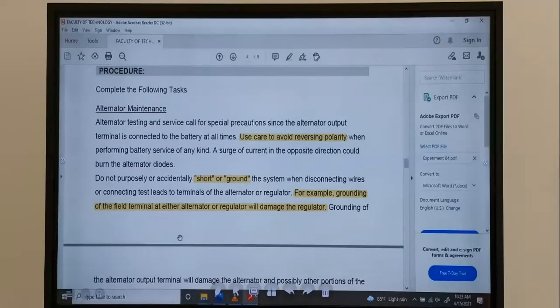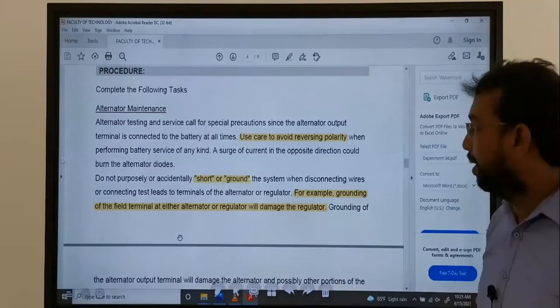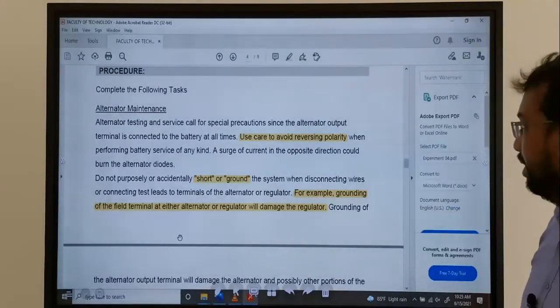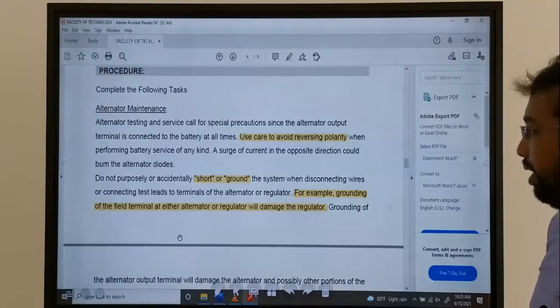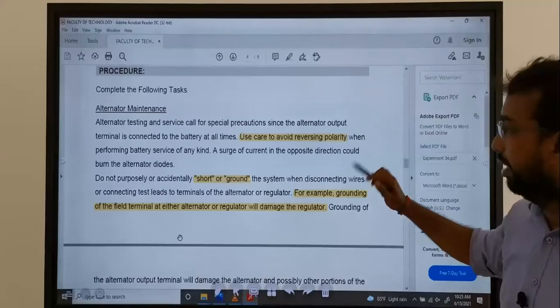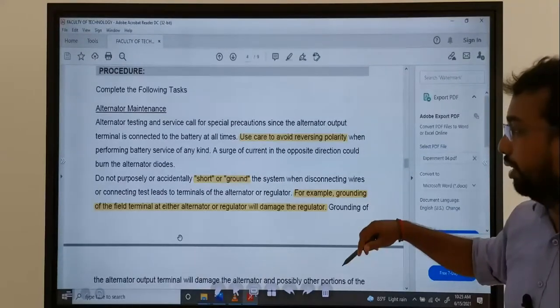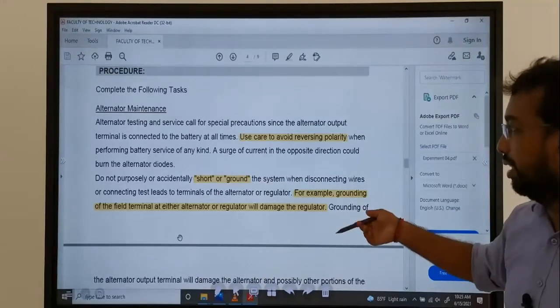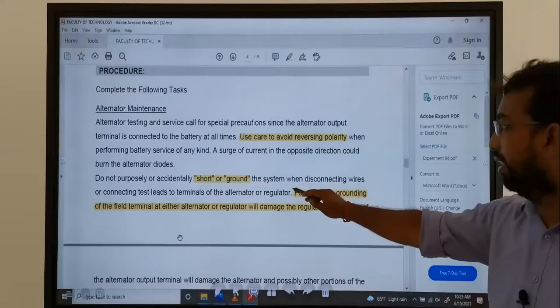The polarity means the direction. Do not accidentally short or ground the system when disconnecting wires. Sometimes we have to check the wires. Sometimes wires disconnect, meaning open or ground, or any short circuits. Then connecting test leads to terminals, we have to check these things.